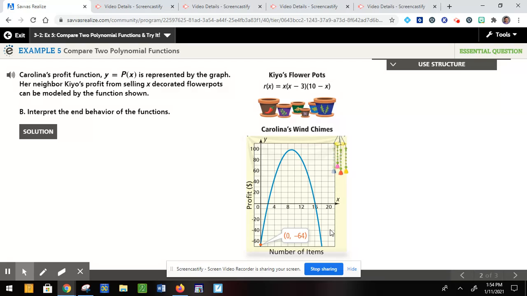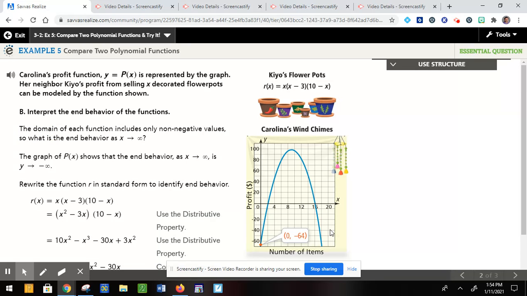Same idea, but now we're going to talk about the end behaviors. Well, for Carolina, you can tell the end behavior just by looking at the graph, right? Really, we're only concerned about as x approaches infinity, because that's moving to the right. As x approaches negative infinity, now we're talking about producing a negative amount of things, so it doesn't make sense. So we're only looking from 0 and up. For Kaio, in order to determine the end behavior, we need to get it in standard form. So that's what we're going to see here. So again, we're not talking about negative values, we're only talking about x as it approaches positive infinity.